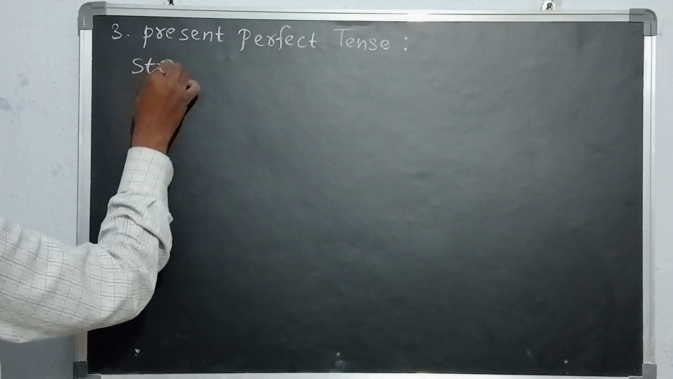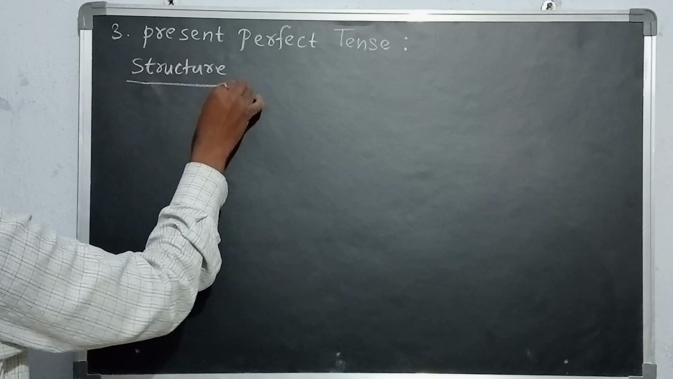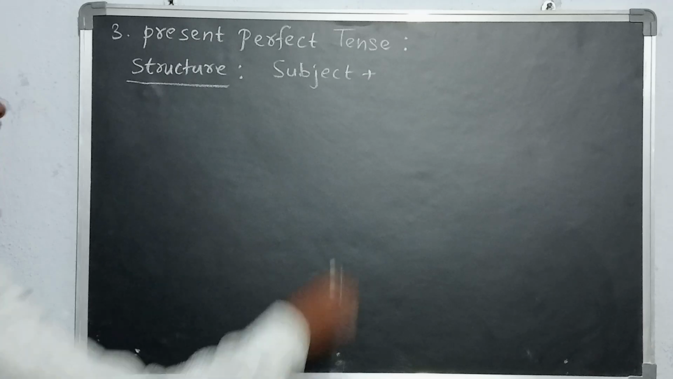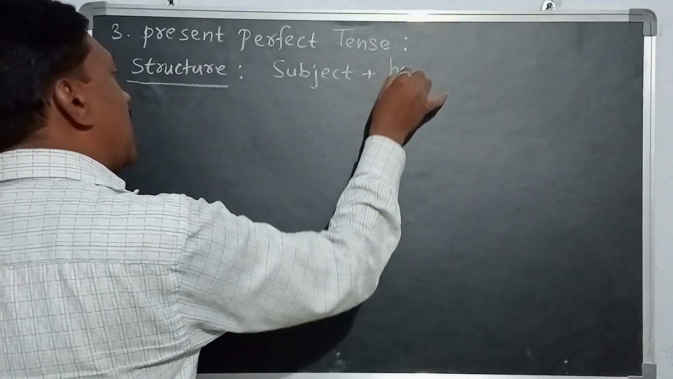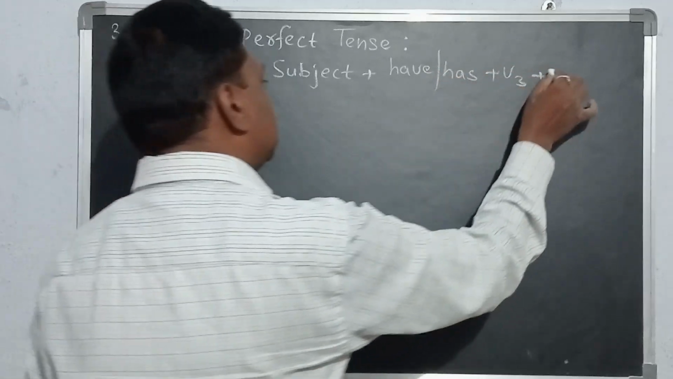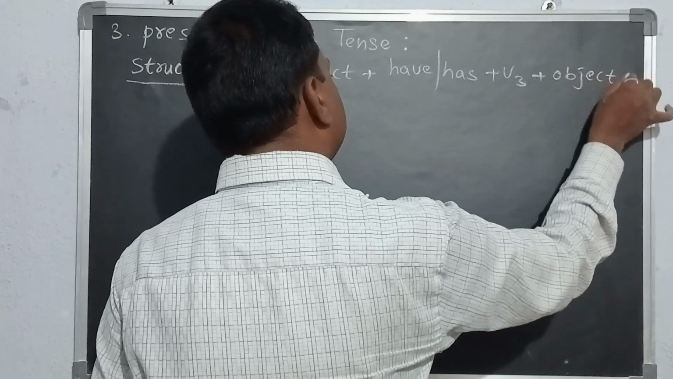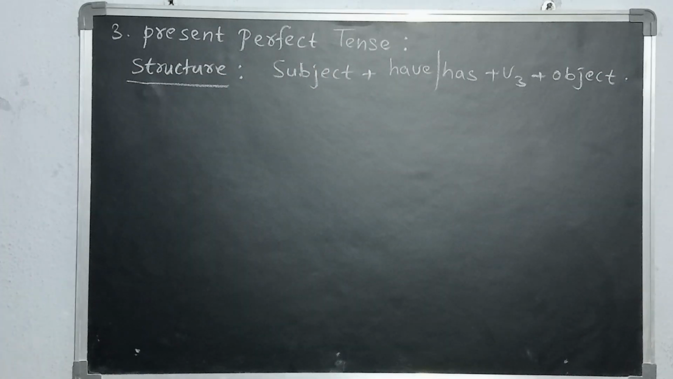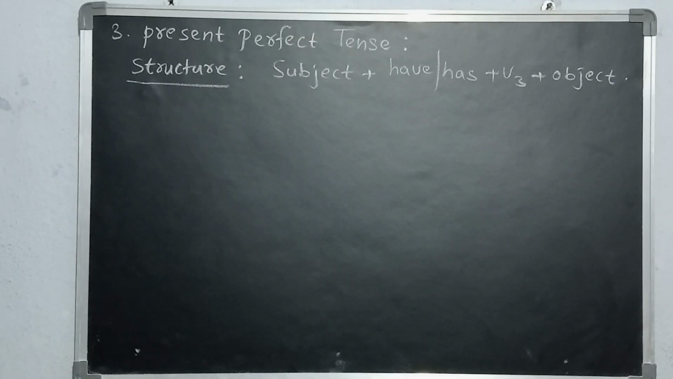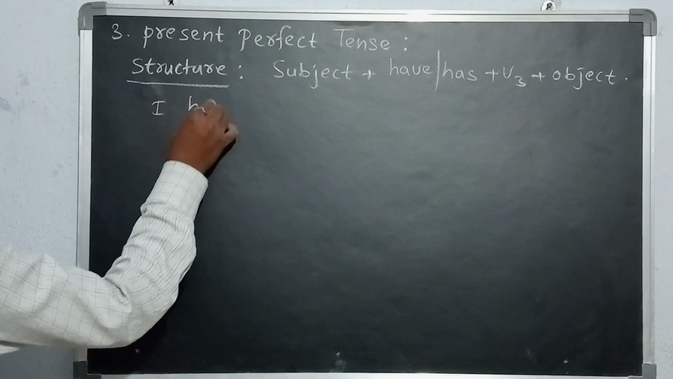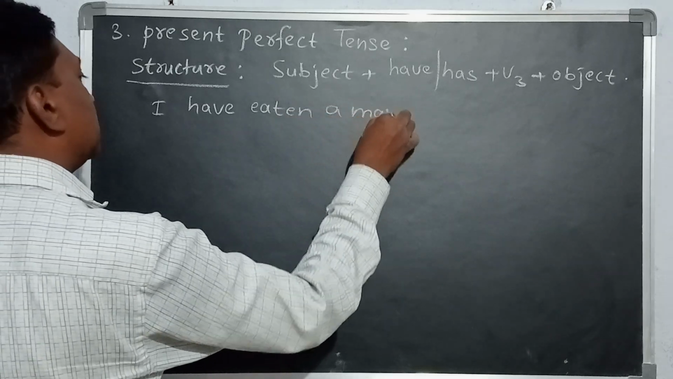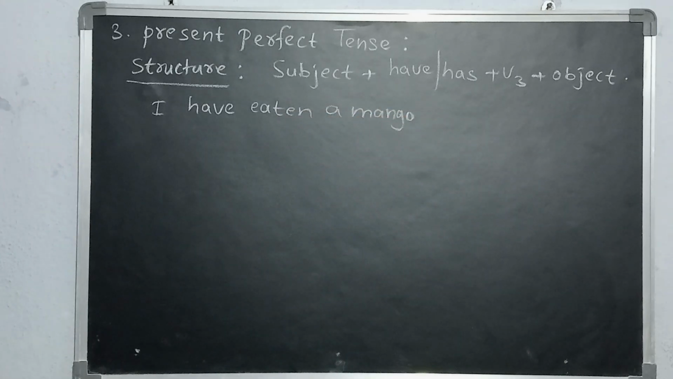Sentence structure. Subject, have or has, verb 3 plus object. For example, I have eaten a mango.